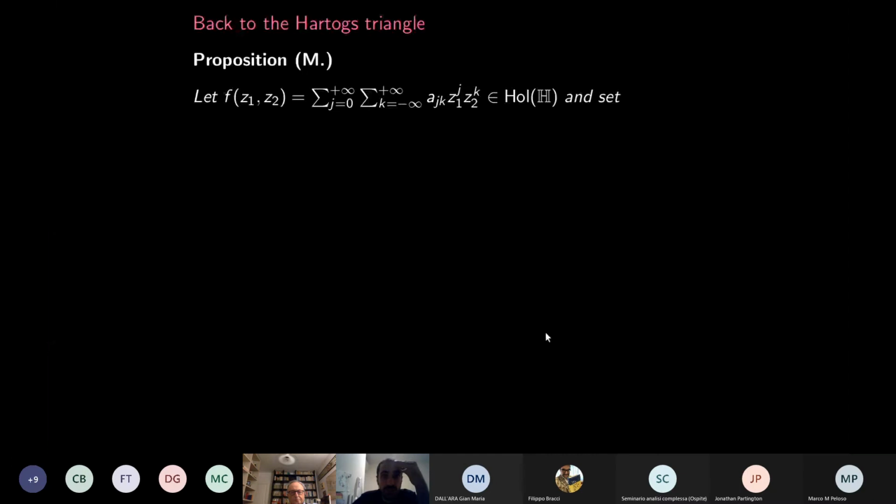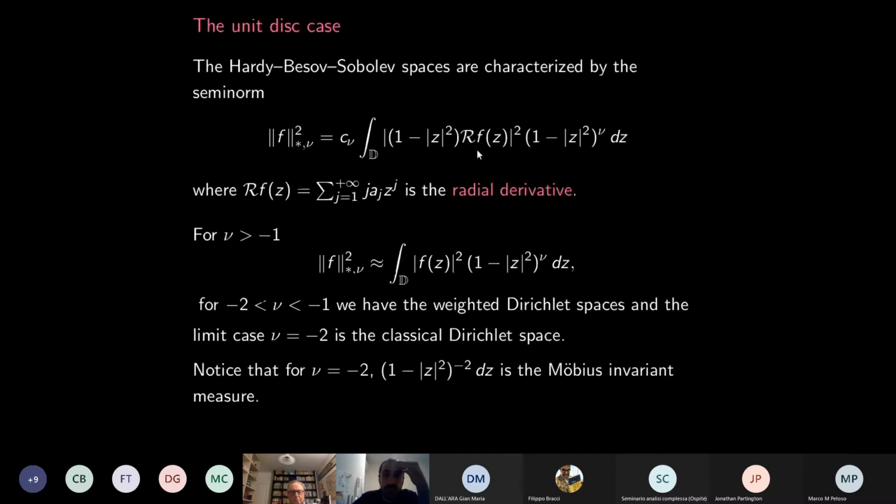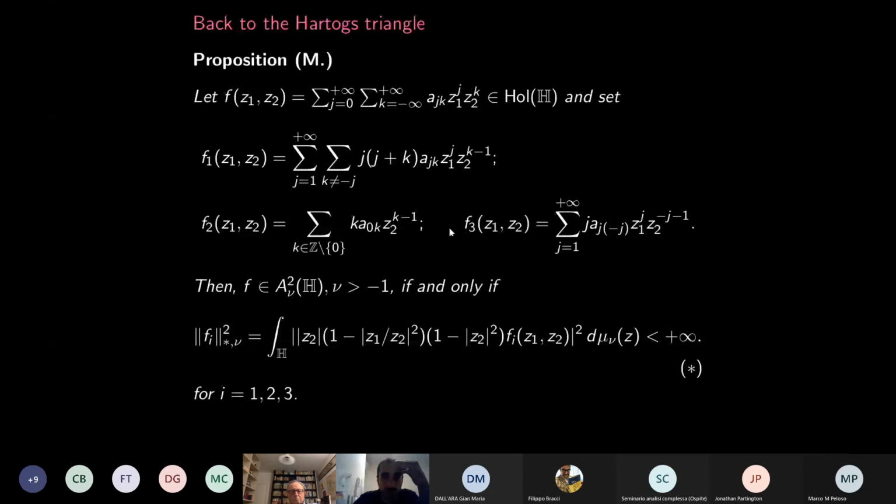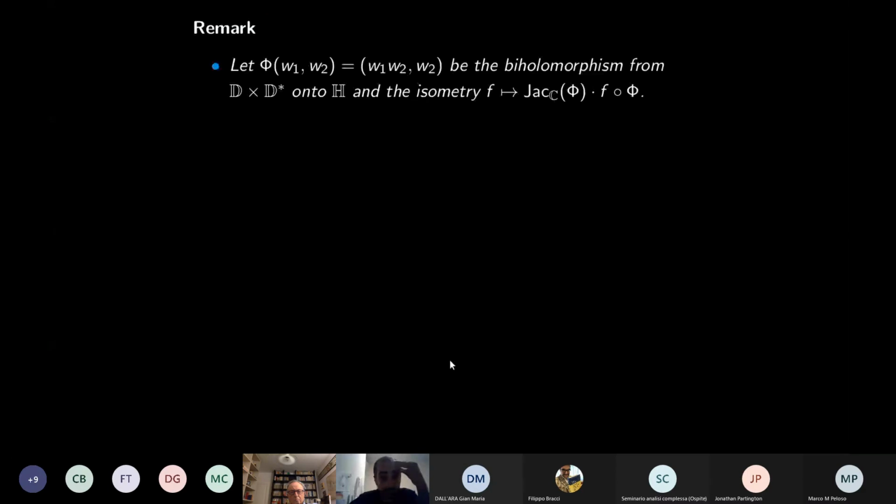There it was the radial derivative of the function; here, instead of the radial derivative, we have more than one term. But the point is that we can now use this quantity to define weighted Dirichlet spaces, and that's what we will do.